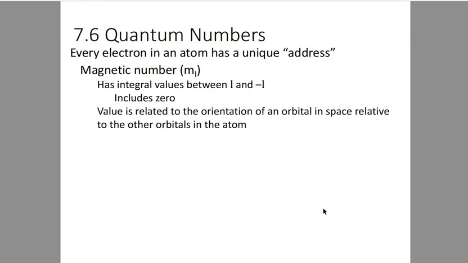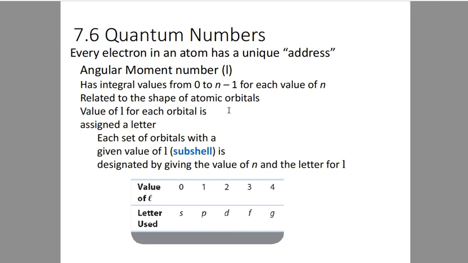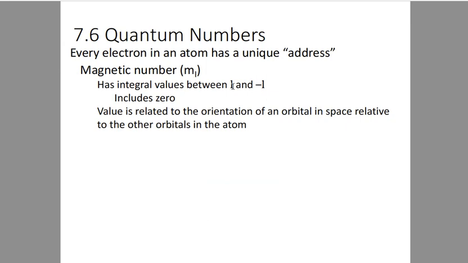So next would be the M sub L. And this has a value of anywhere between L and minus L. And that includes 0. So what do I mean by that? If we had N equal 2, L equal 1, that would be the p orbital. And the m sub l would be anywhere between 1 and -1. So it'd be 1, 0, and -1. And that would correspond, that's three values for the m sub l, which would correspond to px, py, and pz.